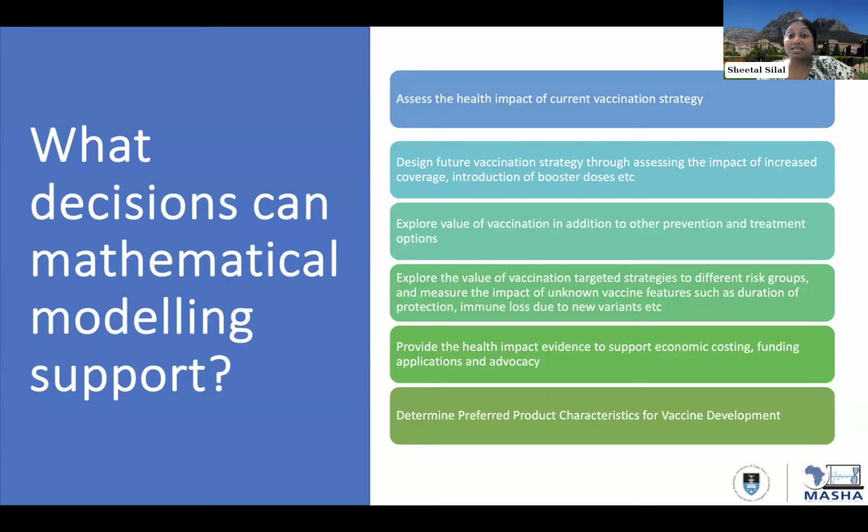For example, assessing the health impact of a current vaccination strategy. If this is the type of information that is required for advocacy, for continued support of the current strategy, or even an evaluation of the strategy itself, mathematical modeling can be quite useful. We've just seen a presentation on designing future strategy through assessing the impact of introduction of vaccines, or it could be in other cases, boosters or increased coverage. We can also explore the impact that vaccination will have in addition to other preventative and treatment options.